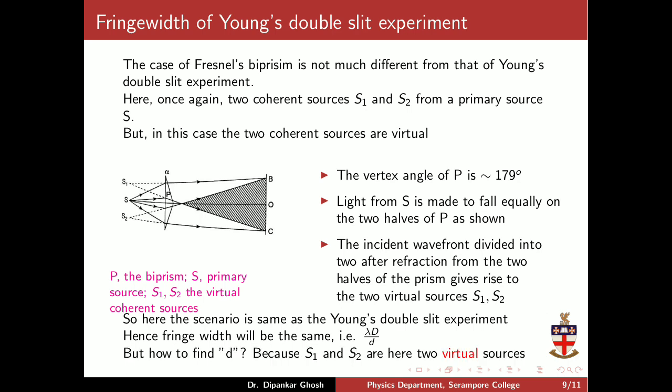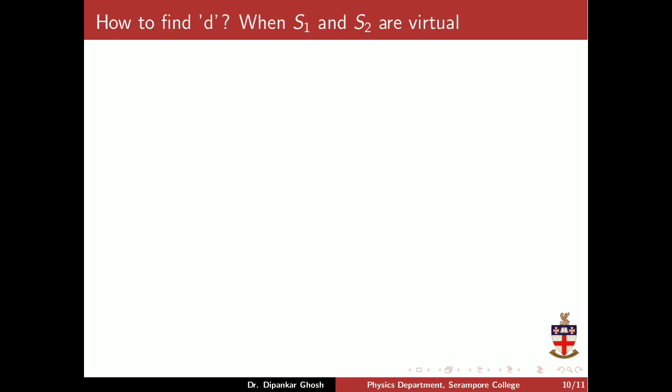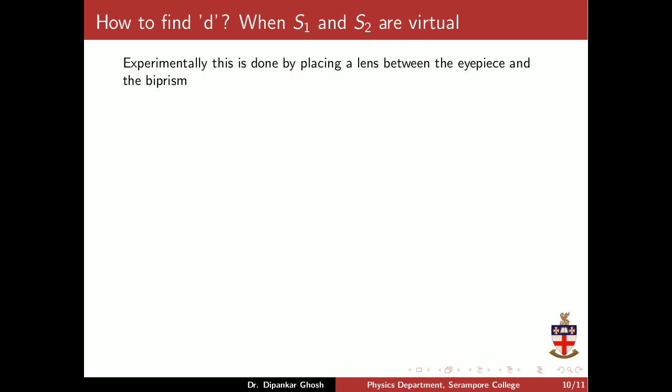But how to find small d? This appears to be a big problem at this juncture, because S1 and S2 are no more real sources as they were in Young's double slit experiment. They are virtual sources. Experimentally, this is done by placing a lens between the eyepiece and the biprism. Let's say that the focal length of the lens is small f.